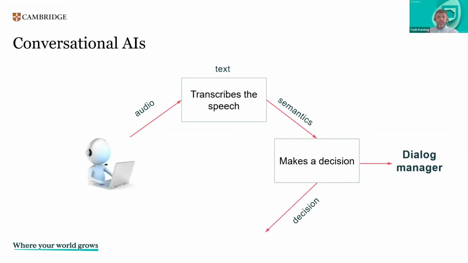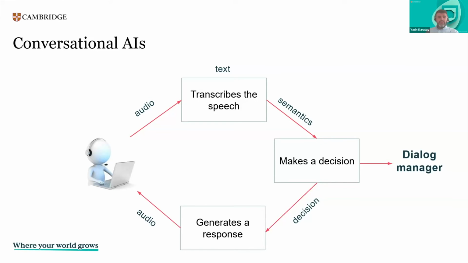So this part makes the decision about what to say next, and sends this decision to the next part, which is called natural language generation. This part converts this response or decision to speech or audio so that we can hear it, and sends it to our user, or our student in this case. All this chain of events happens in milliseconds, so very fast, right?